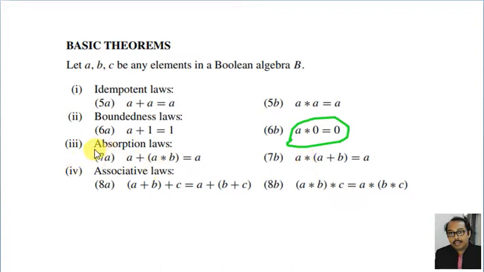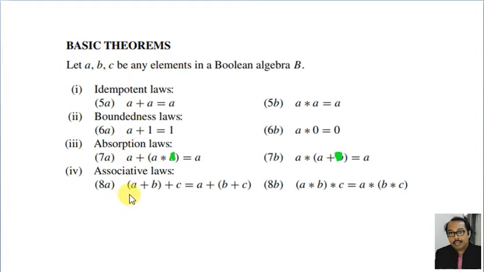Now this one is the absorption law. Why is this called absorption law? You find that when I am writing this one, a plus a into b, this is vanished. Only a is remaining. Now in the same case, the important part is, if you write plus here, it will be into. If you write into here, it will be plus. But in both the cases, you will find that b is vanished. That's why it is called the absorption law.